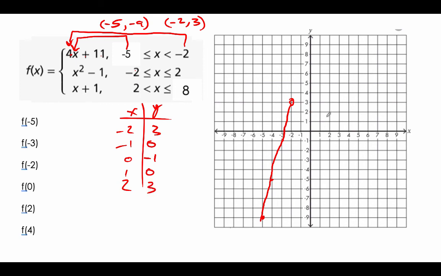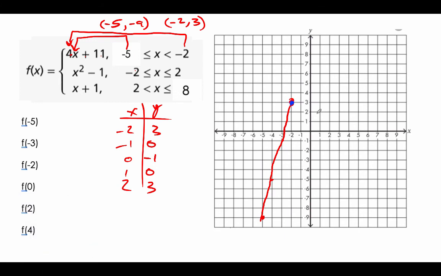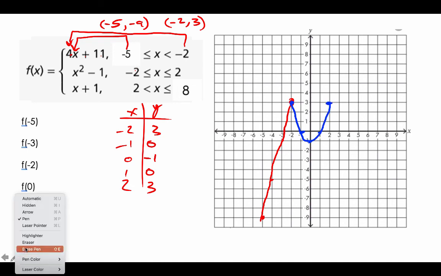And now I know I'm U-shaped, and I'm going to be filled in on each end. So I'm going to go to -2, 3. Oh, that gets filled in. I'm going to do a different color for effect, because I can. -2, 3, -1, 0, 0, -1, 1, 0, 2, 3. And if you remember anything about parabolas, we are U-shaped. And I was filled in on each end.